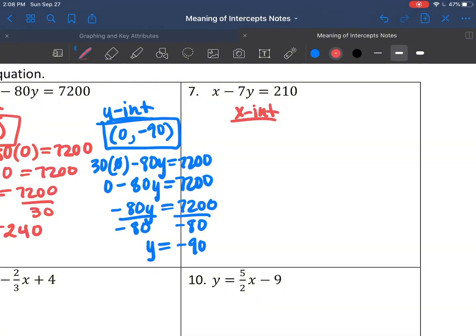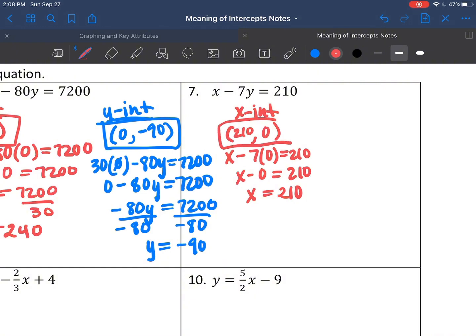Okay, on number 7, for the x-intercept, we plug in 0 for y, giving us x minus 7 times 0 equals 210, which is just x minus 0, which is just x. And so our x-intercept is 210.